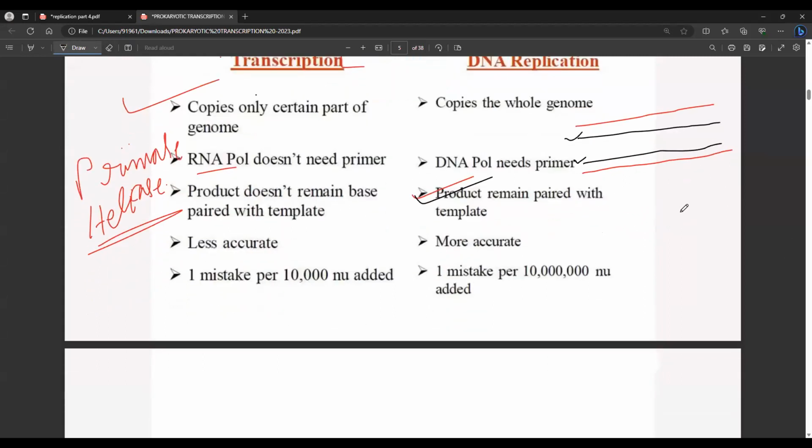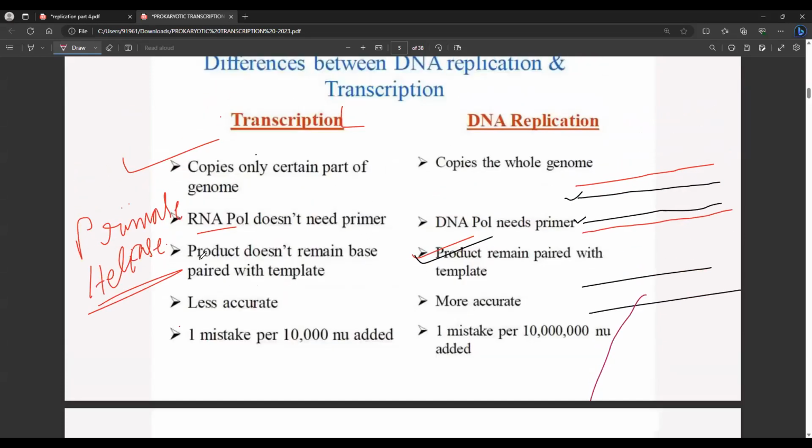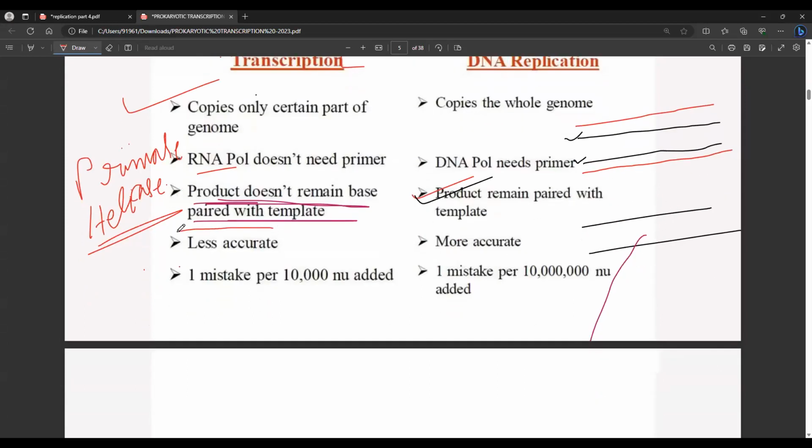But what about the mRNA? Suppose this is the DNA. When the mRNA gets synthesized, friends, the mRNA comes out. Do you think mRNA is associated with the DNA? No. So that's why we have written a statement that the product doesn't remain base paired with the template. Please do not get confused with that particular point. It is a less accurate process and it is a more accurate process. Please don't get confused with that point.